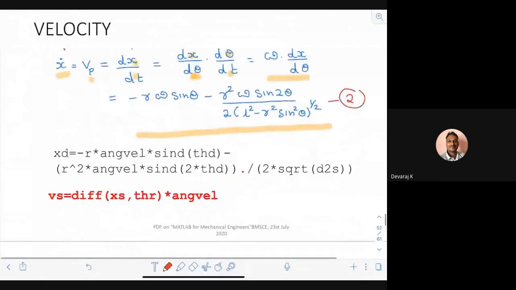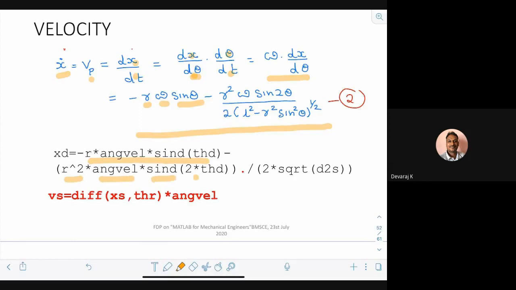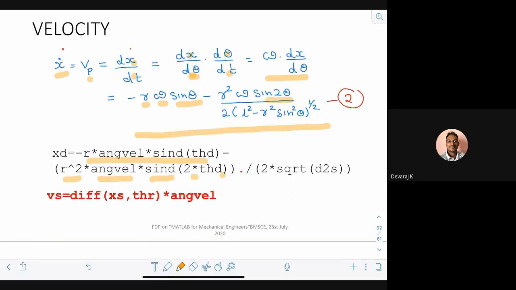R omega sin theta. R omega sin theta. I've called omega as angular velocity in the program, minus R square. Remember, R is just a scalar quantity. Omega is angular velocity. Sine 2 theta divided by not a scalar. It is a vector here. Theta is coming here. That's also another vector. Therefore, a very important thing is this dot operator, slash division, right division, 2 square t d2s.